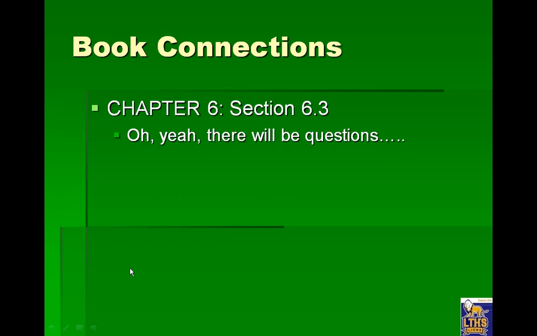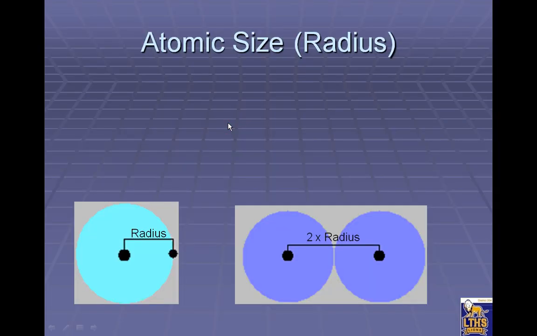So, we've been talking about the periodic table. Make sure you do section 6.3. There's some questions at the end that you're going to have to answer from that chapter. Look at the pictures. They will help you. Alright, so here we go.